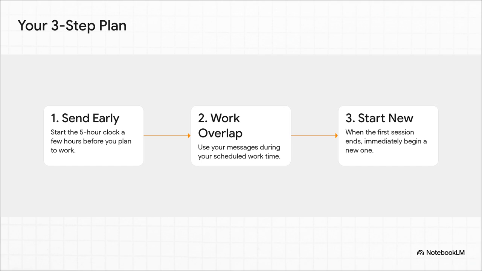So let's just boil this down into 3 super easy steps. First, send an early, throwaway message a few hours before you actually plan to work. Second, do all your real work during that planned time, knowing you're in that overlapping window. And third, the moment that first session timer runs out, you're totally free to kick off a second one, which effectively doubles your capacity for that work block.